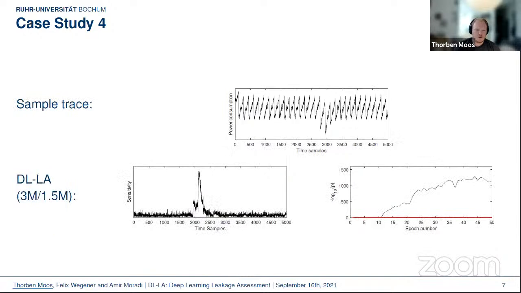When training our deep neural network on 3 million traces over 50 epochs and validating on 1.5 million traces, we get confidence values above 1000, again in terms of minus log 10 probabilities after 50 epochs. We can also see that the sensitivity analysis or the gradient visualization on the left side shows that only the most leaky part in the middle of the trace is really used for the classification. The other parts of the trace are apparently ignored because likely they carry only redundant information for the classification.